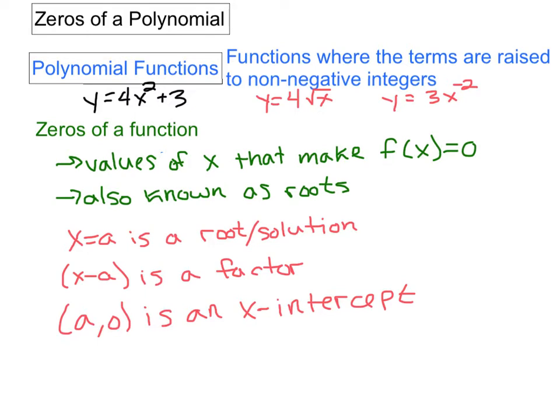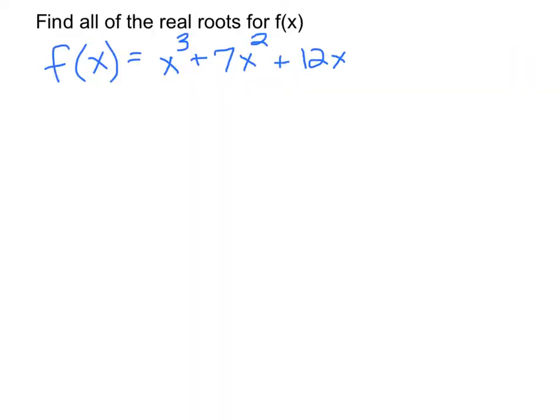Next we're going to find the zeros of a polynomial, and eventually we're going to be able to graph these. Here we have: find all real roots of f of x. Now they say real roots, so if we have a root that turns out to be imaginary, we just exclude it. We can't graph imaginary numbers. So let's find all the real roots for f of x. First we look at whether we can factor anything out. Is there anything in common between x cubed, 7x squared, and 12x? Well, we see they all have an x, so let's just factor out that x.